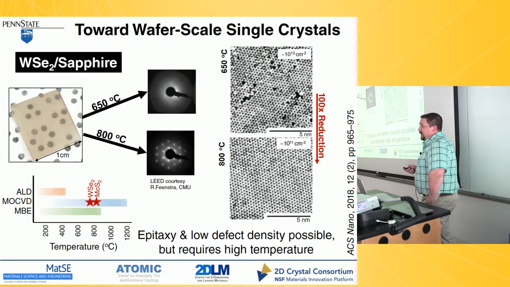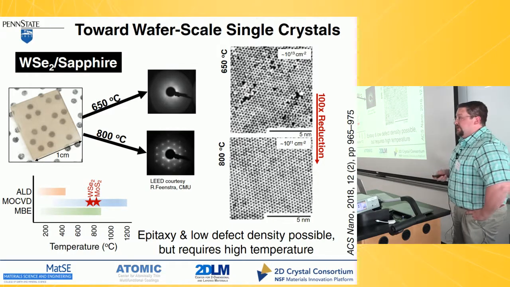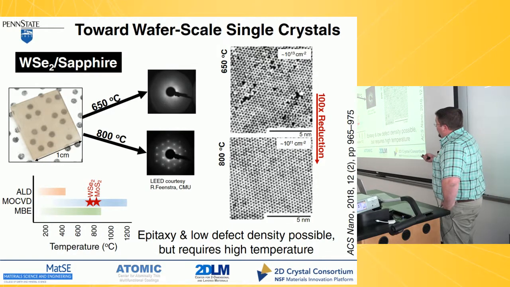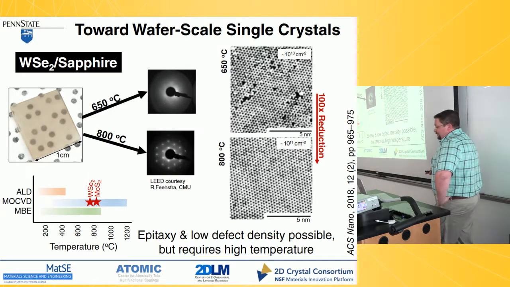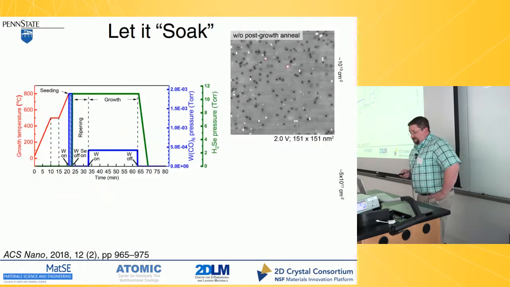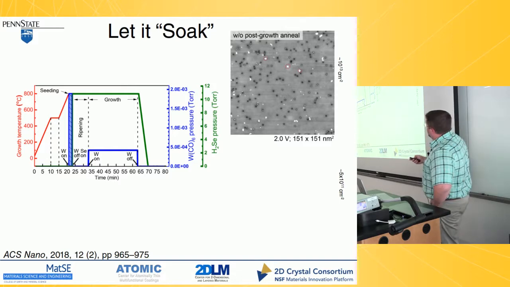So lower temperatures can be achieved. It really depends on the lattice mismatch. It depends on the substrate that you're interacting with. But mostly what we found is we're on the order of 800 C or so for this epitaxial process. Okay, so how do we get to these lower defect densities?